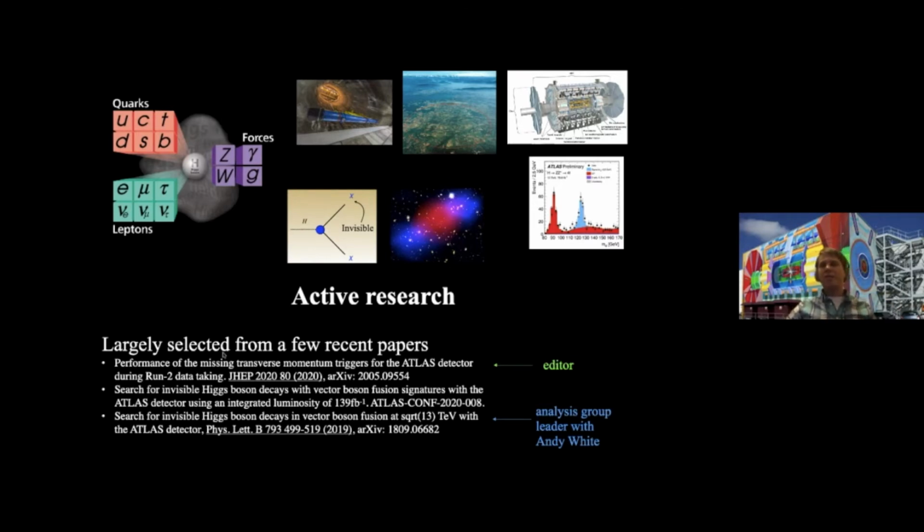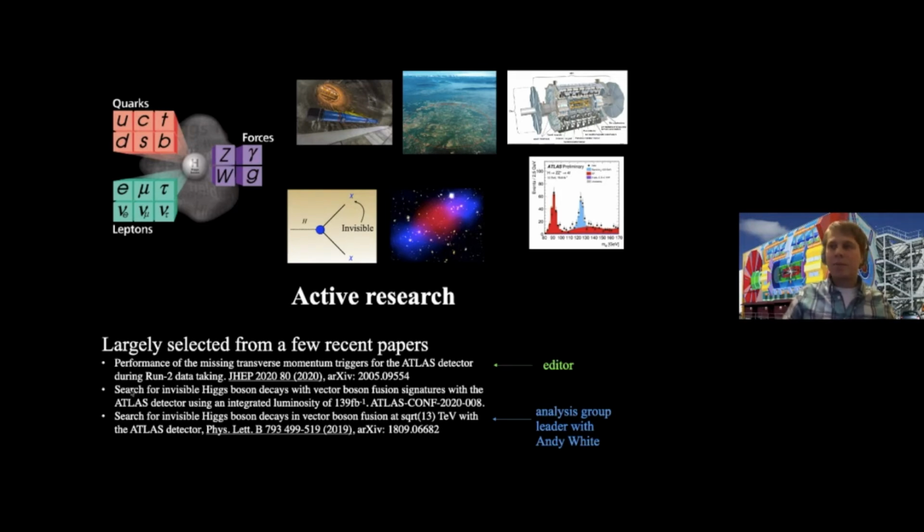This is largely based on 3 papers. So I'll be talking a lot about search for Higgs to invisible decays with the ATLAS detector. So this is from a paper that Andy and I worked on earlier, about a year and a half ago. And then an update for that, which has a little bit more data in it. And then a paper about the trigger system, which I also worked on recently and is important for this search.